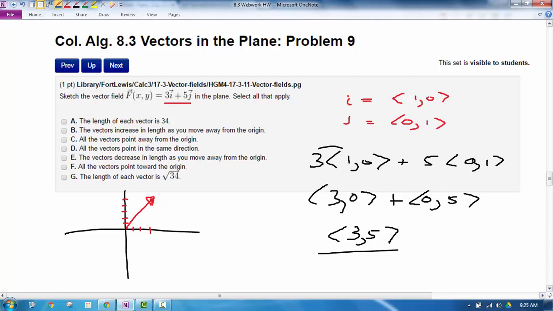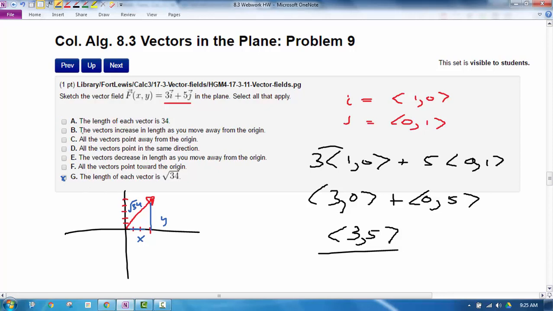Alright, so now it wants us to check all these that apply. So the length of the vector is 34. That's not true. The Pythagorean theorem gives us the square root of 34 for the hypotenuse here if you do the x and y Pythagorean theorem for that. So the square root of 34 is the length, not this one. So we're not going to cross that one, sorry.